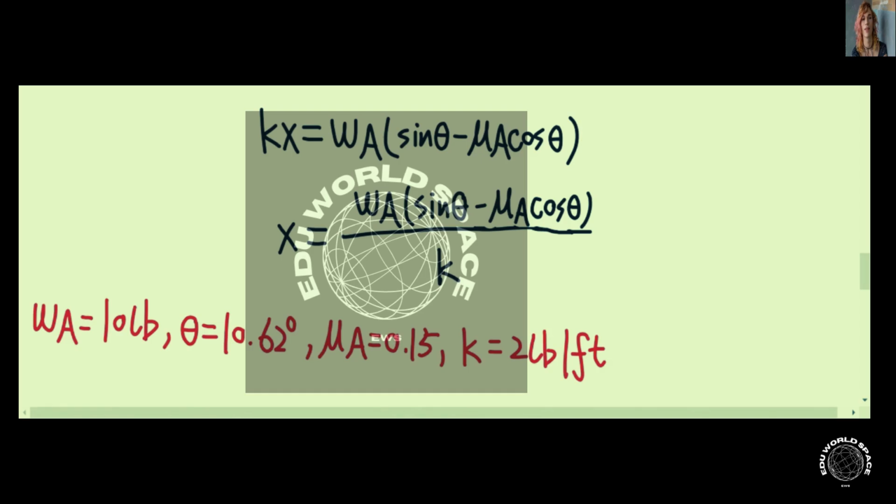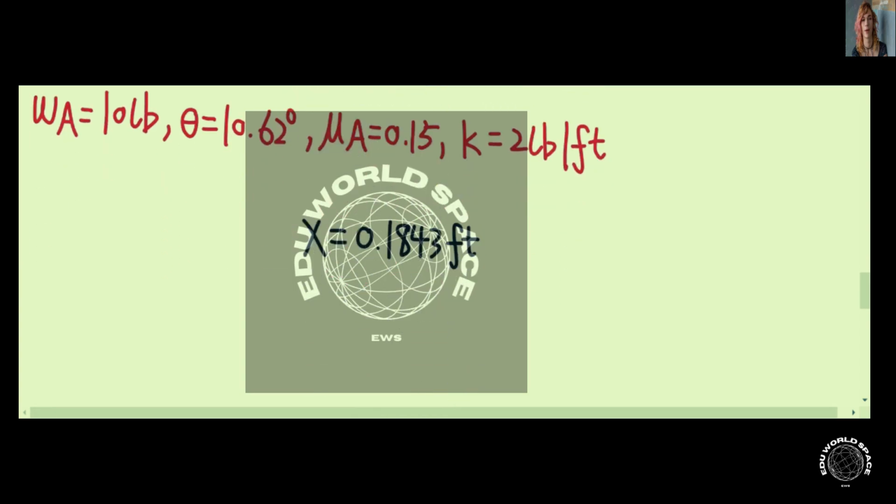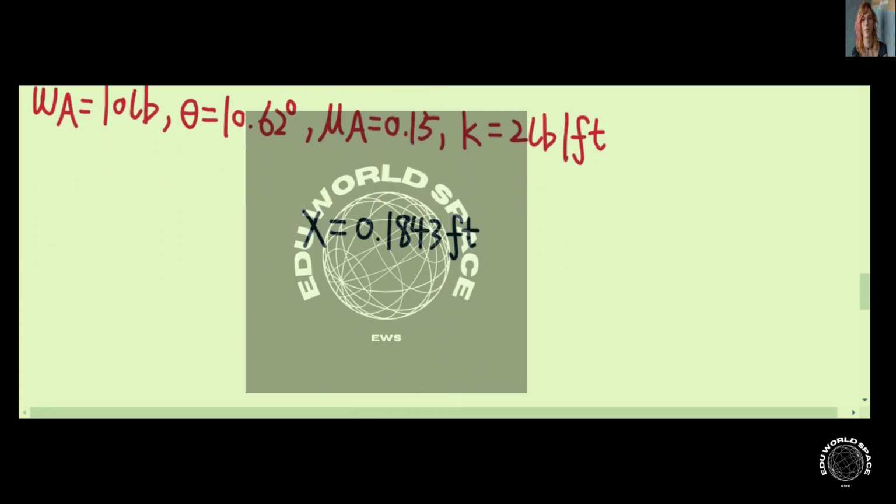We know Wa is 10 pounds, angle theta is 10.62 degrees, mu A is 0.15, and the spring constant is given as 2 pounds per foot. If we do some calculation, eventually we have the change in distance equal to 0.1843 feet. Since it's positive, that means the spring is being stretched. And these are the answers for this question.